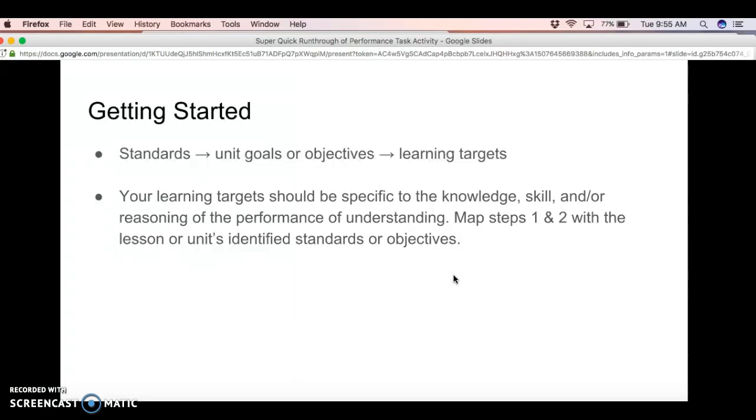So I want to point out a couple of things to get started on. One is you're going to see in the unit plans and the lesson plans that standards are already identified.